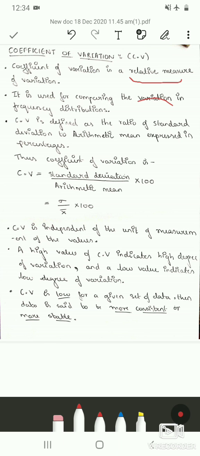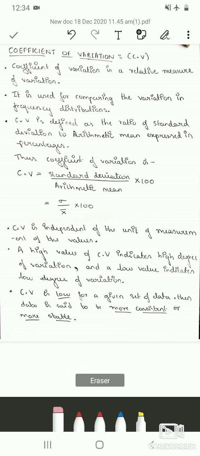So we can use this coefficient of variation to decide about the consistency of a given set of data. So we can say if the coefficient of variation is low for a given set of data, then the data is said to be more consistent or more stable or more uniform. So if the coefficient of variation value is high, then we can say the given set of data is less consistent or less stable, or it is not that uniform.